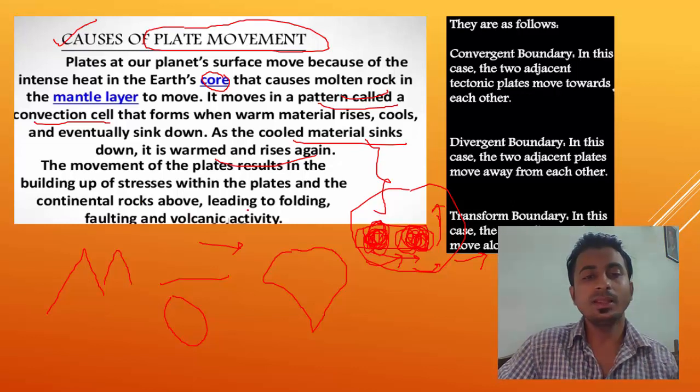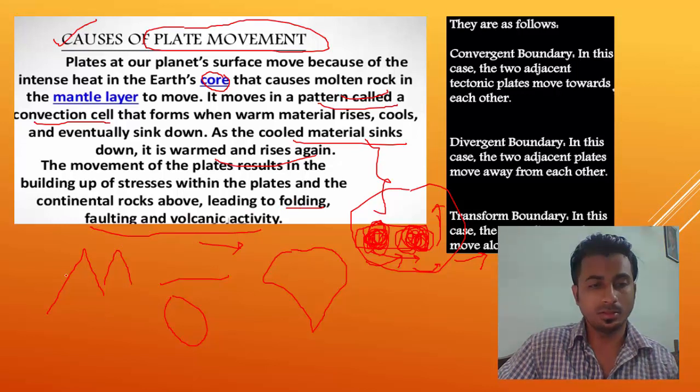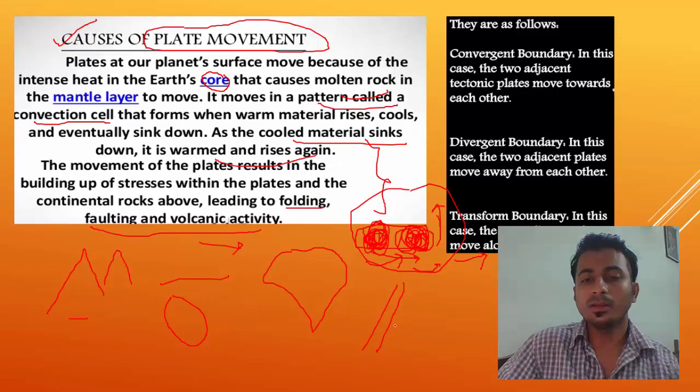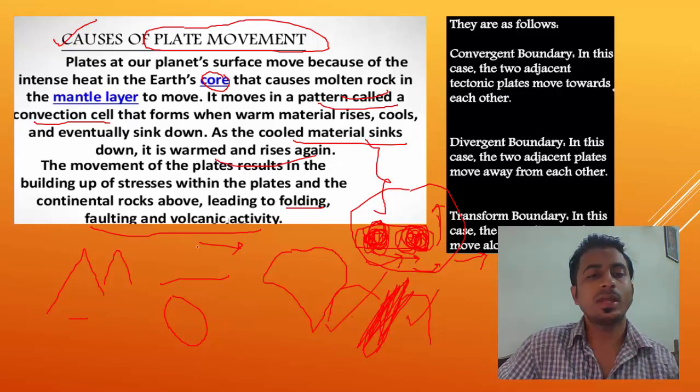Okay, and this leads to folding, faulting and volcanic activity. Folding means mountains are formed. Faulting means block mountains are formed. Suppose faulting occurs across this line, so there will be a crater formed like this, and there will be two land masses. One will be here, and one will be here, and in between we will have a rift valley. So here we have a valley, and on both sides we have mountains. So that's how faulting occurs, and volcanic activity also occurs.